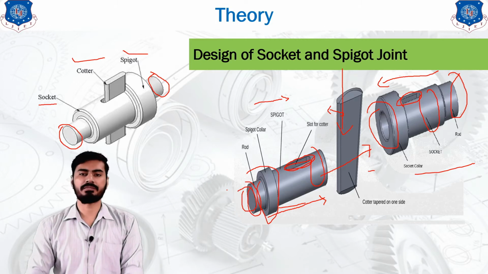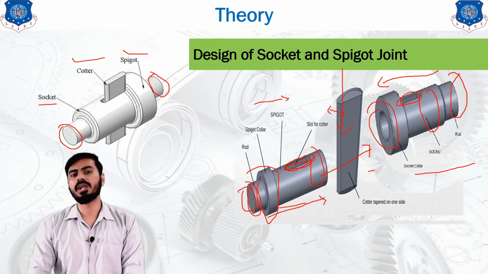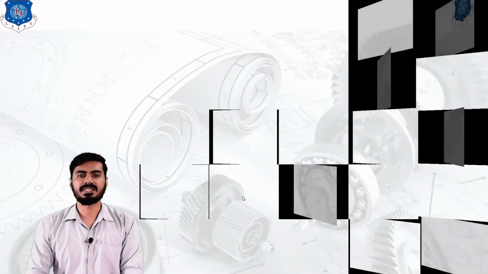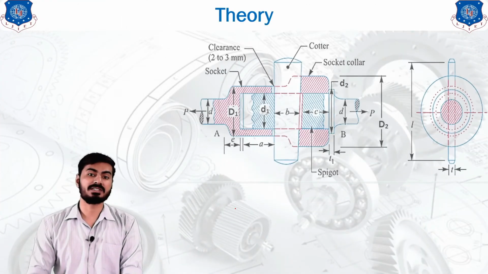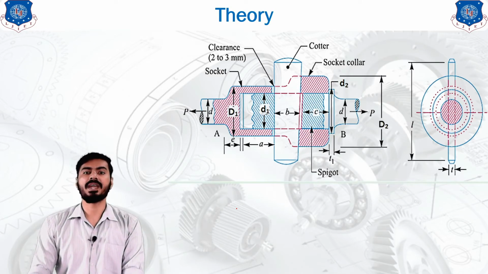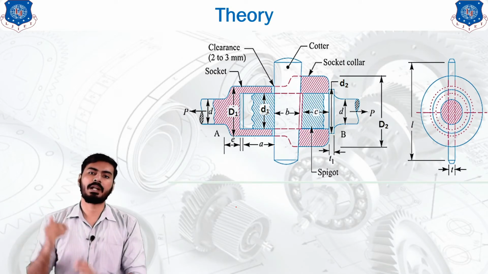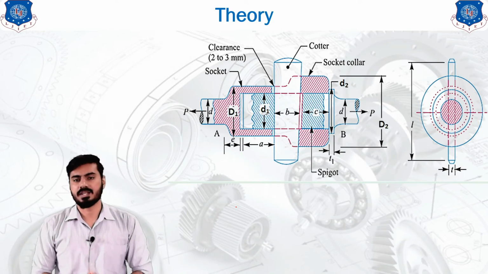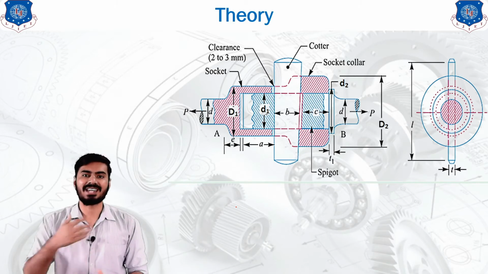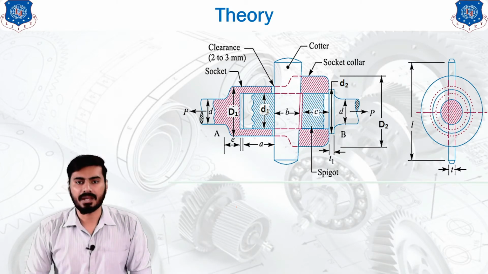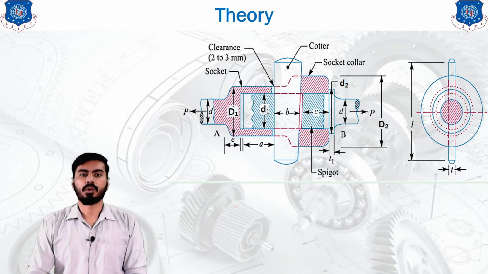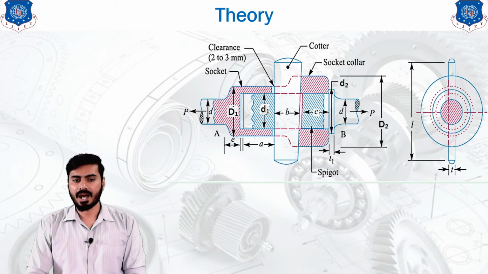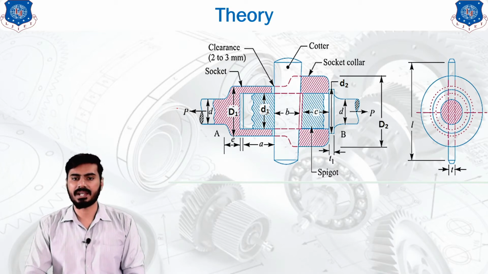These different dimensions are required to be calculated for the design of the spigot and socket joint, and we will see those calculations in 10 different steps, so you will have to pay attention in order to fit those steps in your mind in the perfect sequence. You will have to consider this diagram, and this diagram itself indicates each and every notation for the different dimensions of your design, and we are going to explain each and every dimension and parameter.